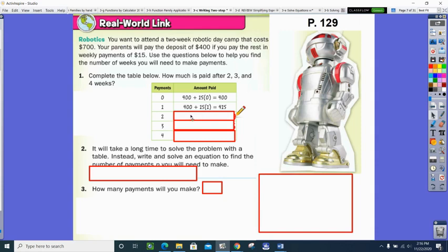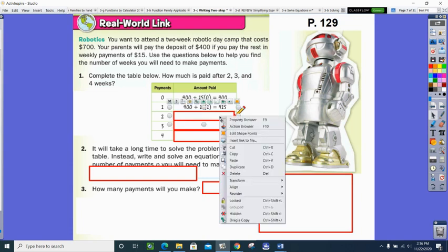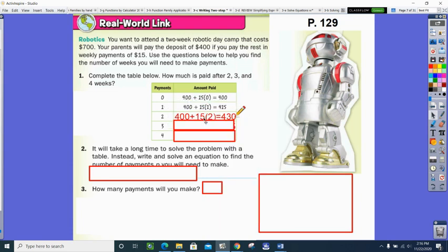Can you now fill in the next line of this chart? So after 2 payments, did you put 400 plus 2 15s? And if you do your order of operations, don't add. Remember, you multiply first. 15 times 2 would be 30. Add it to the 400, and you're $430 on your way to the 700. How about the next one? 400 plus 15 3 times would be 445. And how about the last one? So after 4 payments, you have $460.